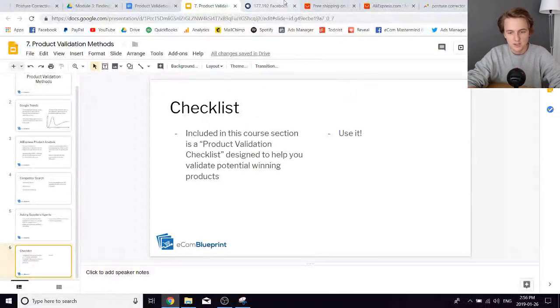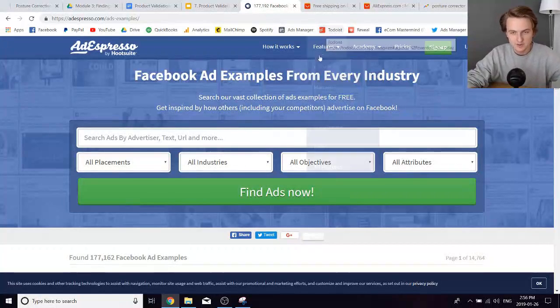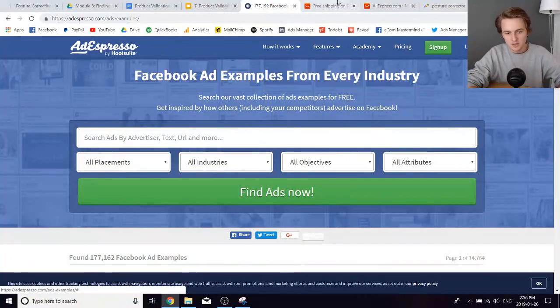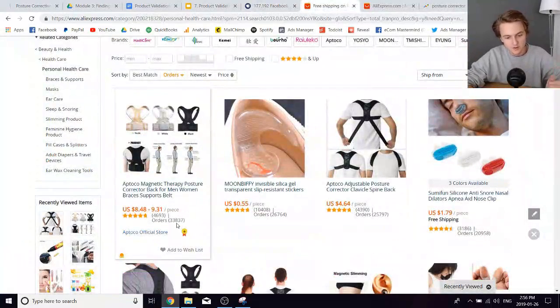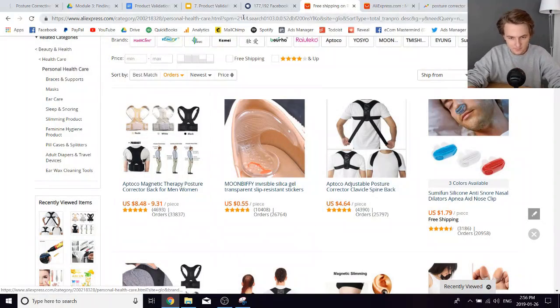And now I'm going to quickly show you exactly how I validated this posture corrector product. This is the product. I found it here, and as you can see, it has 34,000 orders. It didn't have this many when I first got into it. So I found this product.